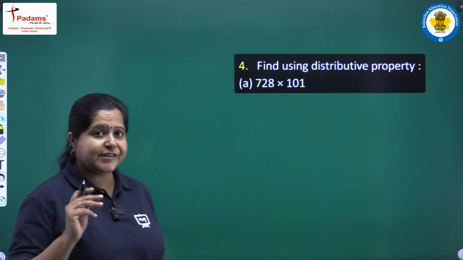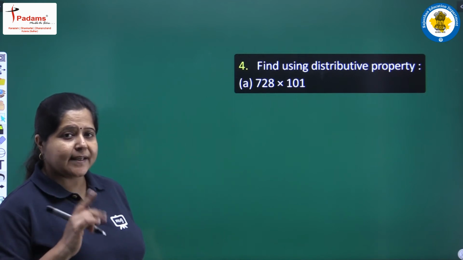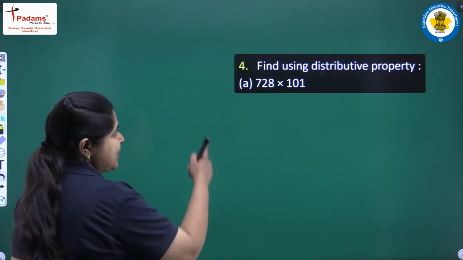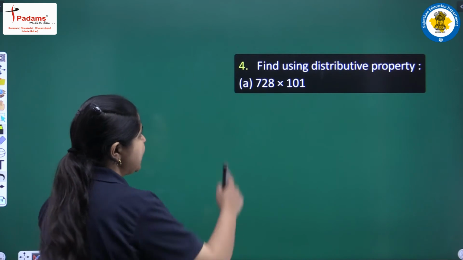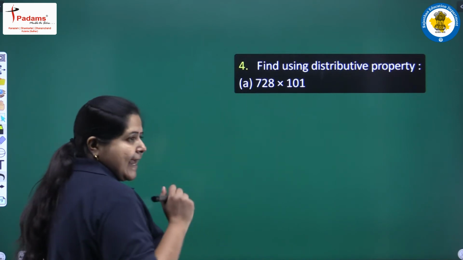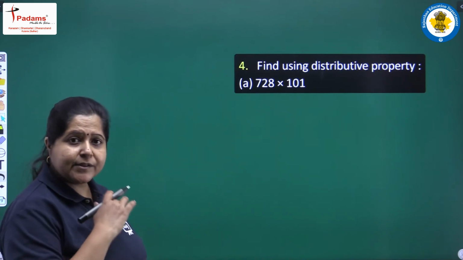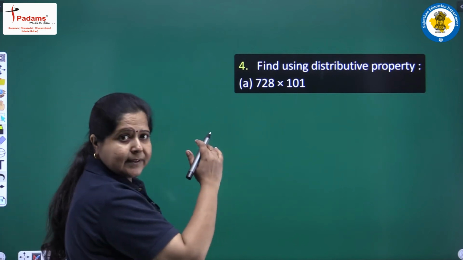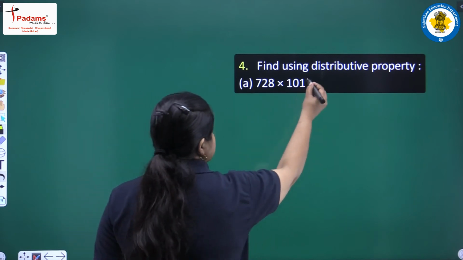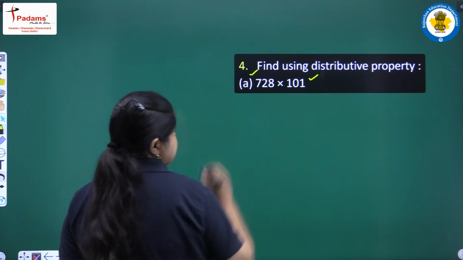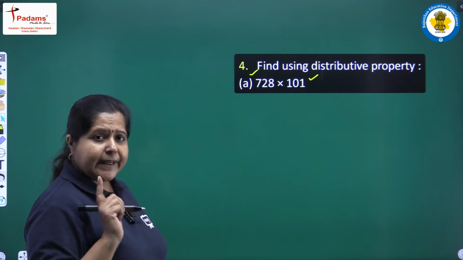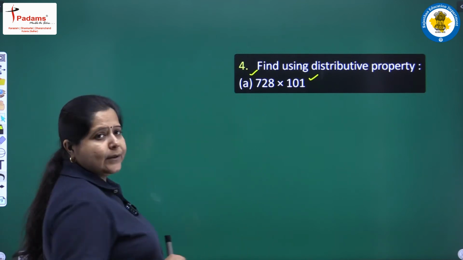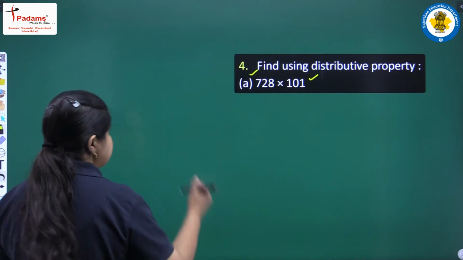Next, we have find using distributive property. Now, remember for distributive property, we were having two signs, one of multiplication and the other one was of addition. So, here again, we will use that property. We are having two 3-digit numbers and it's always difficult to multiply two numbers having 3 digits. So, we will break up one of the two numbers. Here you can see this number is much simpler than this 728. So, we can break up any of the two numbers. We can break this 728 also and 101 also. Let us break both the numbers one by one.